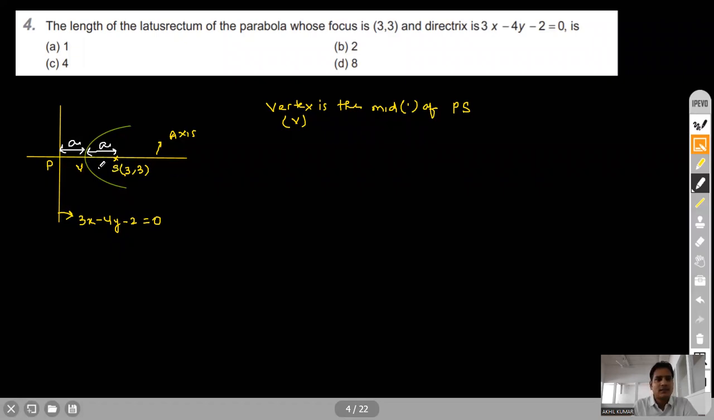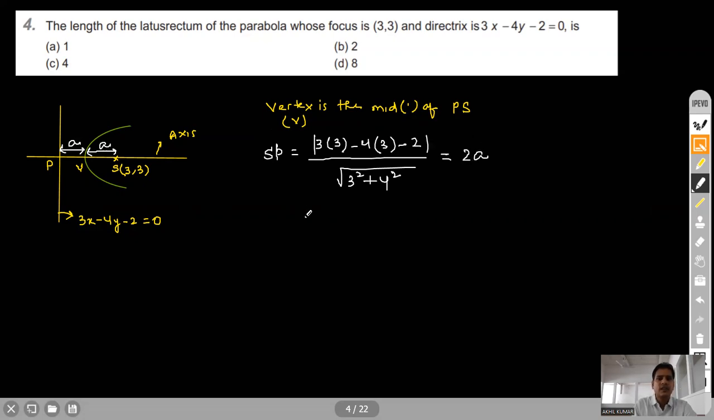Having studied this parabola chapter, you came across all these questions, and hope this is known to all of you. So what I will be doing here is trying to find the value of a. How can we find it? We can find the perpendicular distance from S on this line, that is SP. It will be the perpendicular distance from the focus on this line. So let me write it. This will be the modulus of 3 into 3 minus 4 into 3 minus 2, over the square root of a squared plus b squared, that is 3 squared plus 4 squared, and this is equal to 2a.